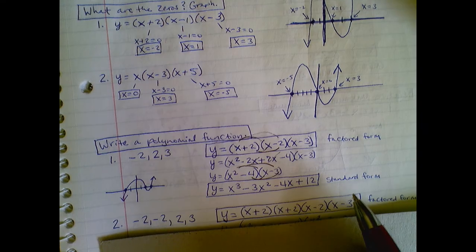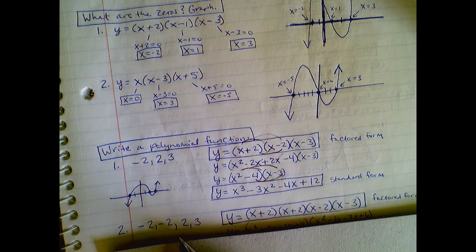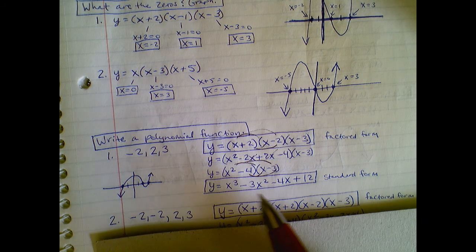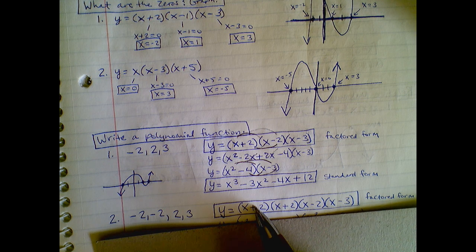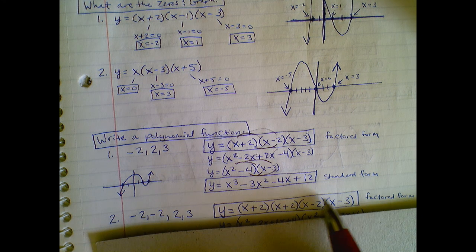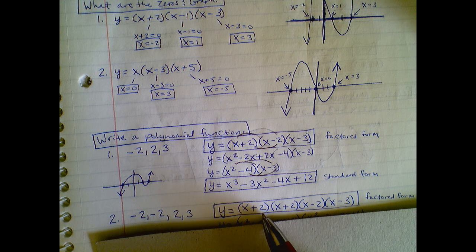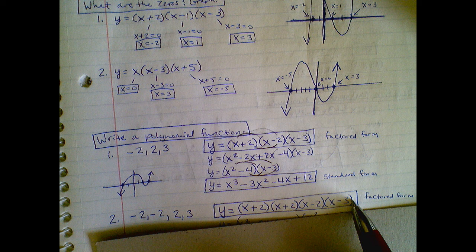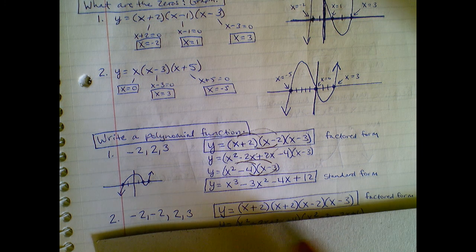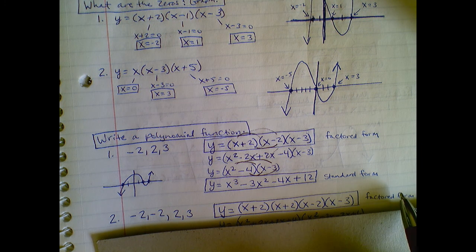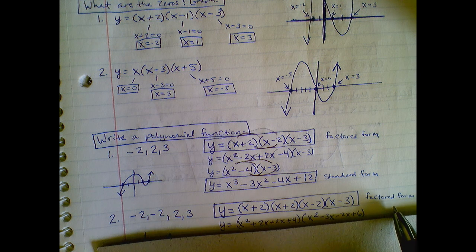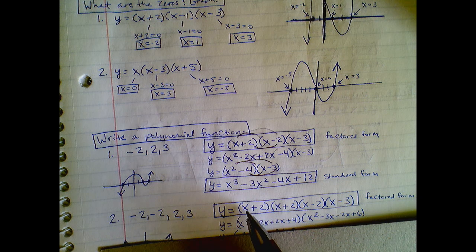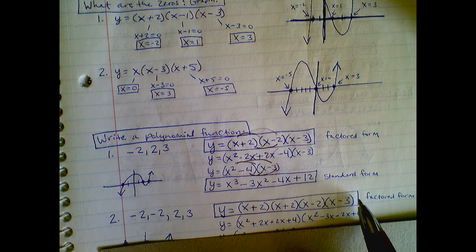Alrighty, now this next one, the zeros are negative 2, negative 2, 2, and 3. So we're going to plug in the opposites. So we have 4 different zeros, so 4 different sets of parentheses. We plug in the opposites, so x plus 2, x plus 2, x minus 2, and x minus 3. And then from here, this would be our answer if they wanted factored form. If they want it in standard form, we got to go ahead and distribute or FOIL. So we're going to do the first 2 together, then we're going to do the last 2 together.